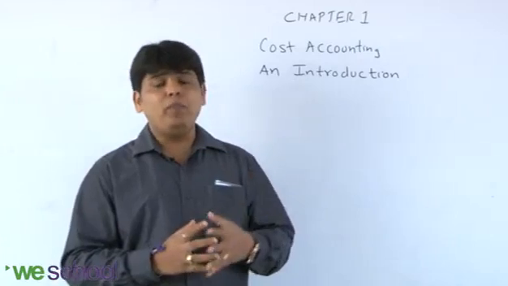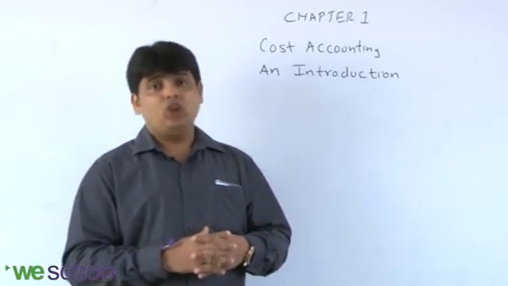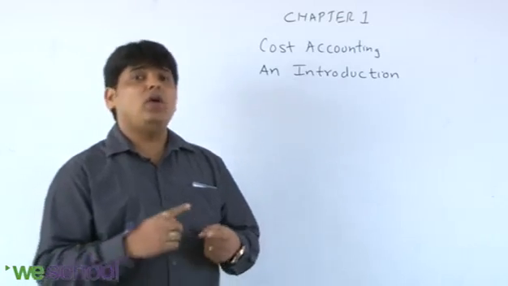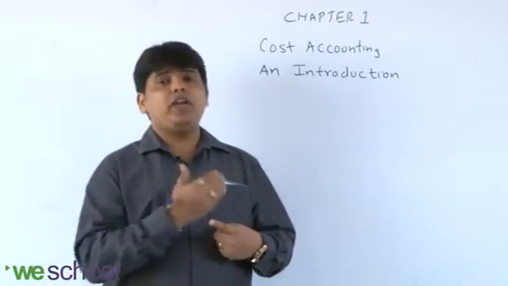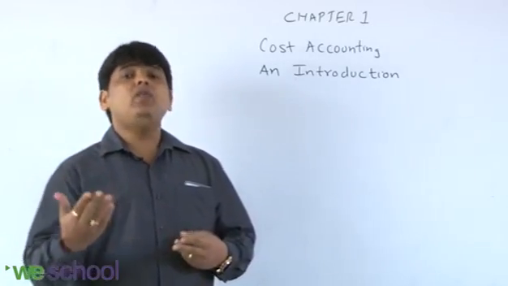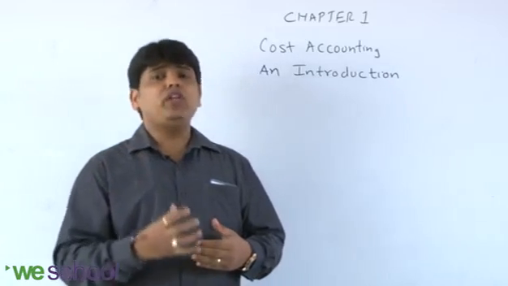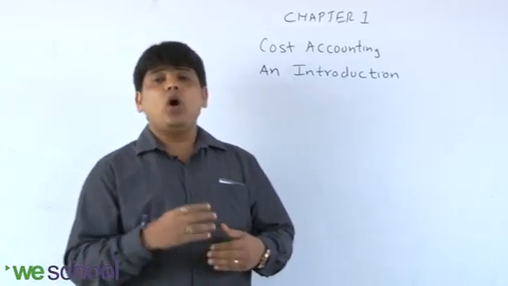So there are four methods of calculating the cost of the product produced by the company or the service rendered by the company. One is job costing, which is again bifurcated into two parts: batch costing and contract costing. Second one is process costing. Third one is single unit costing method, and fourth one is operating costing method.